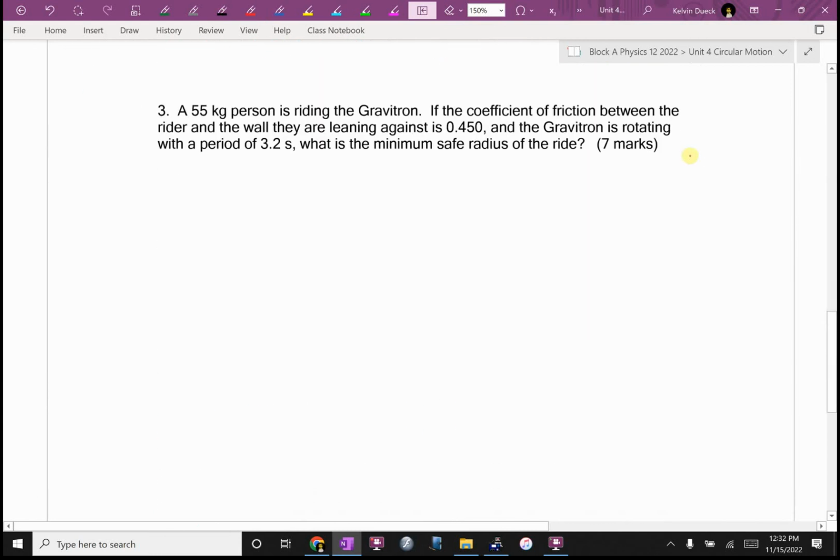The gravitron. A person is riding the gravitron. The coefficient of friction between the rider and the wall is that. What's the minimum safe radius? So what we need to recognize, if we do just a little side view of the wall of the gravitron, so here's the person, what are the forces acting on them? Get the obvious one. Which way? Down. Are they sliding down or up? No. So I know there has to be a counteracting force up.